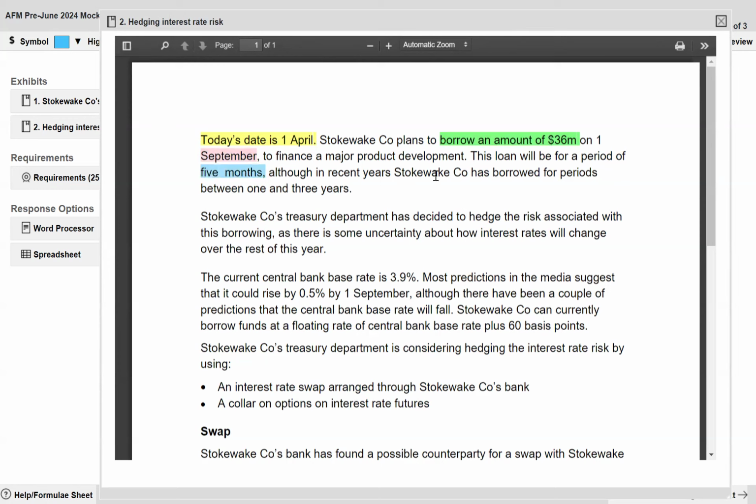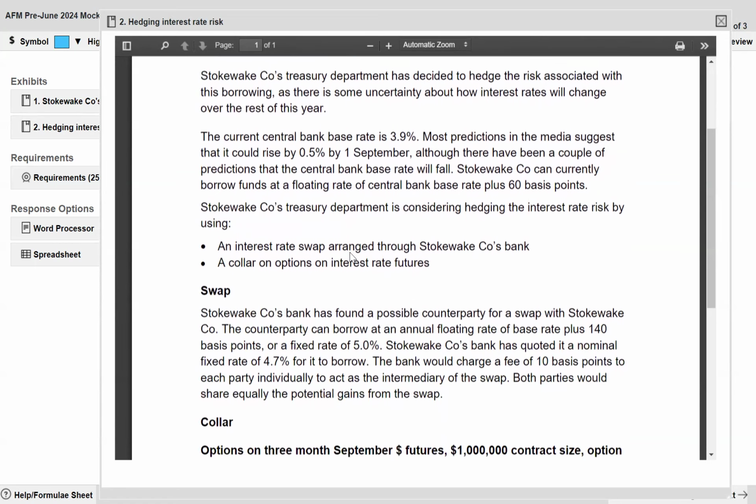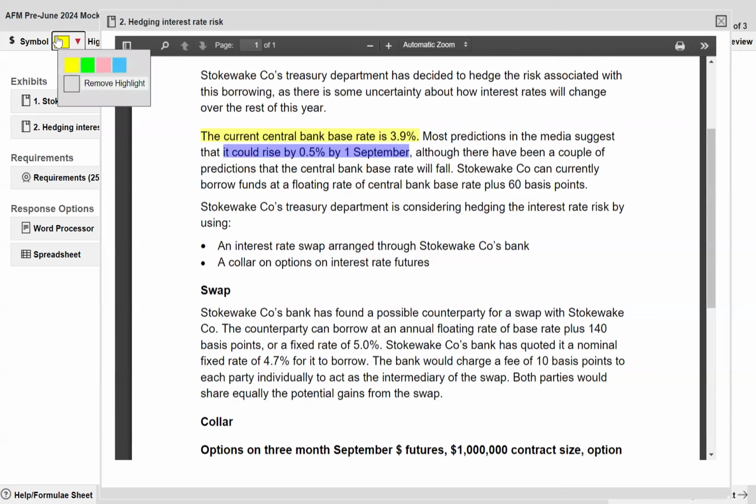Although in recent years, Stockwake has been borrowing between 1 and 3 years. So this is a shorter one, but that's okay. The Treasury Department has decided to hedge the risk of borrowing as there's some uncertainty about how interest rates will change over the rest of this year. The current central bank rate is 3.9%. Most predictions in the media suggest that it could rise by 0.5 by 1st September.